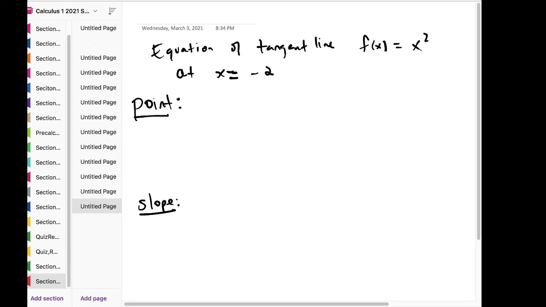So a point is two things, right? It's an x and a y. So yes, it's -2, and then f of -2. So the point is -2, f of -2. So it's -2, and then -2 squared is 4. Good. Okay, how do you find the slope?